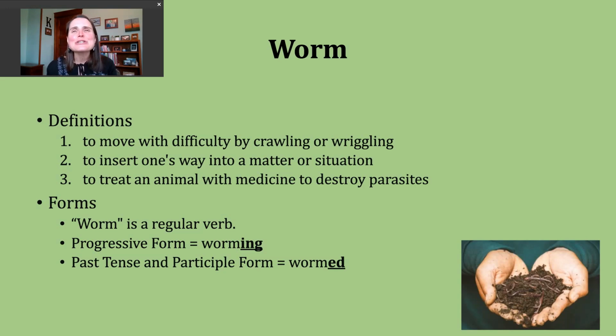So for now, you should know that worm is a regular verb. To make the progressive form of this verb, all you need to do is add ing, and that forms worming. The past tense and participle forms of this verb can be made by just adding ed. Our base verb, worm, ends in a voiced sound. The m sound is voiced. This means the ed ending is just going to make a D sound, and I'm not going to add an extra syllable as I say it. So it should sound like this: wormed, wormed.